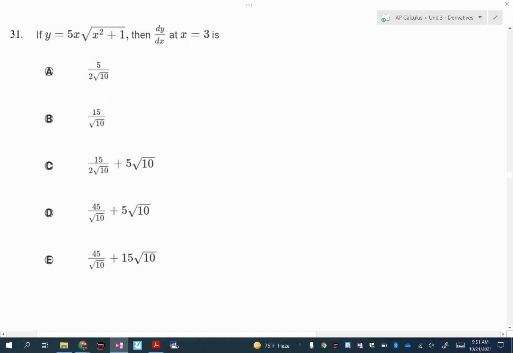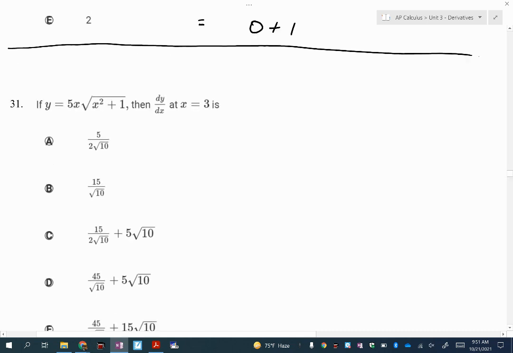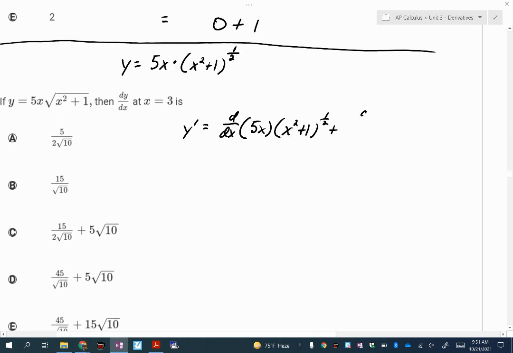31. All right, we're going to find the derivative in number 31. And again, I'm going to rewrite y first to be 5x times (x^2 + 1)^(1/2), so I can use the power rule when I get to it. So dy/dx, or y prime, is the derivative of 5x times (x^2 + 1)^(1/2) plus the derivative of (x^2 + 1)^(1/2) times the original first one, which is 5x.